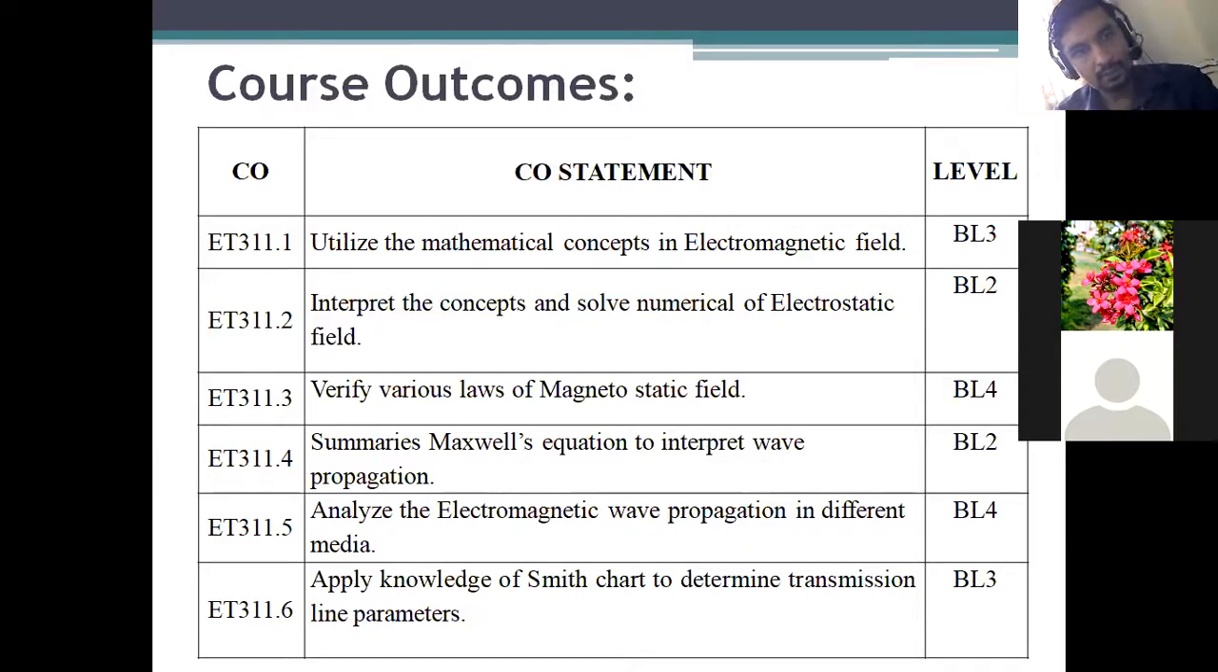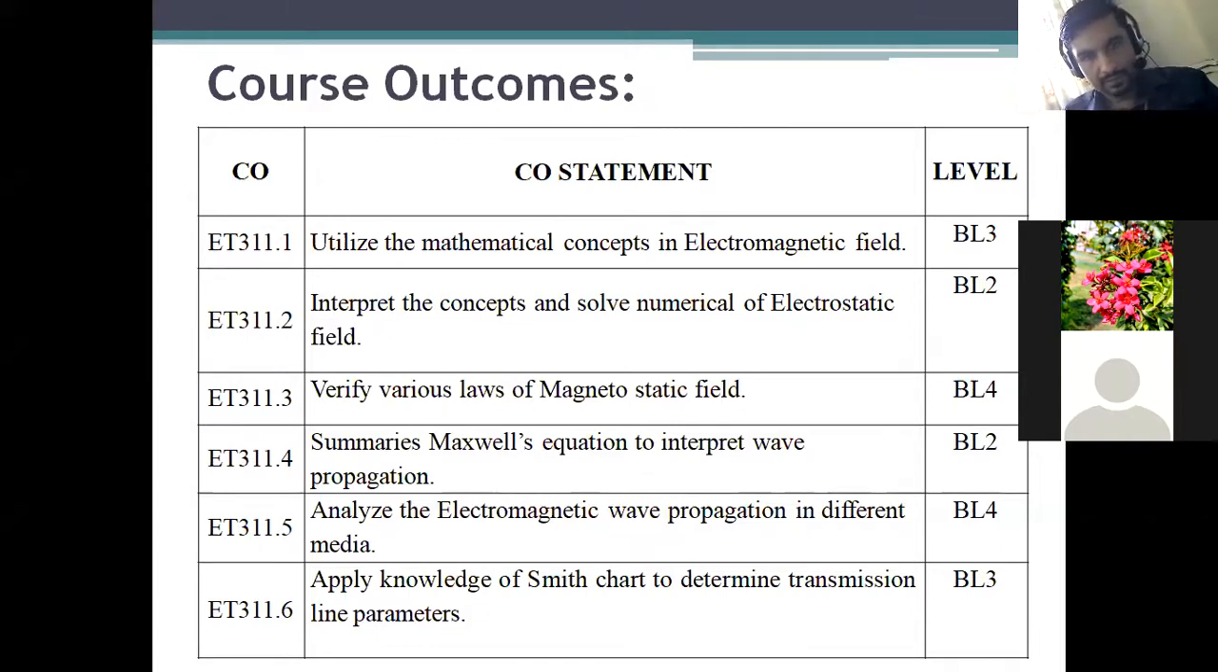Then after completion of the second unit, you will be able to interpret the concept and solve the numericals of the electrostatic field. See, this complete subject is divided into 4 groups, as I said. Number 1, electrostatic field. Number 2, magnetostatic field. Number 3, electromagnetic waves, meaning a combination of both. And finally, the transmission line, right? This first concept, the electrostatic field, is covered in the second unit. Then in the third unit, we will discuss the magnetostatic field, right? After completion of that unit, you will be able to verify various laws of magnetostatic field, and also solve examples on it.